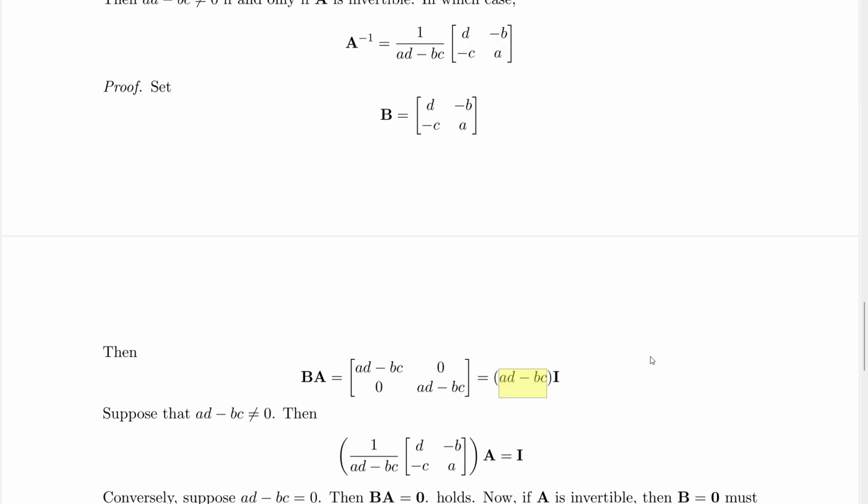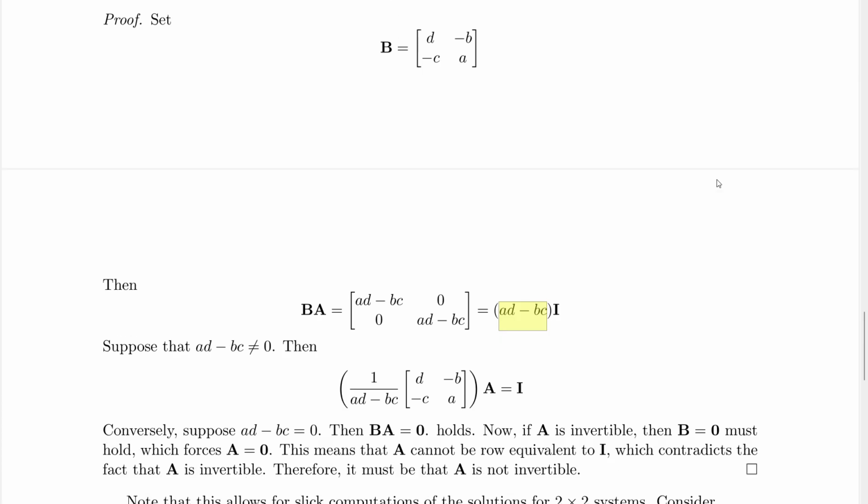All right, so suppose that AD minus BC is equal to 0. Well then B times A has to equal 0, because if this is 0, then we're scaling the identity by 0. Now if A was invertible, then I can multiply both sides of this equation by A inverse. That will isolate B, but then B would be equal to 0, which would mean A, B, C, and D are all equal to 0, which would force our original matrix A to equal 0. But then A can't possibly be row equivalent to the identity matrix, because it's a matrix of zeros, so you can't do any row operations to do anything. And that obviously contradicts my assumption that A was invertible to begin with. So it's got to be that A failed to be invertible, so there you go.